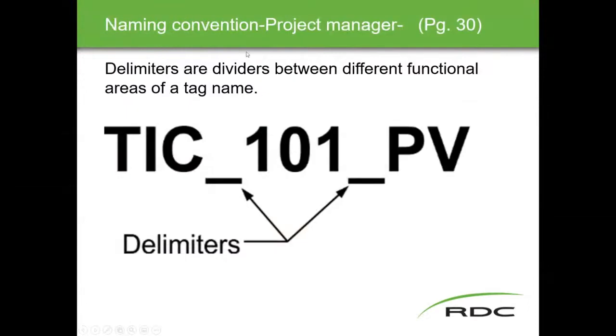Okay, naming conventions. I touched on this in the labs. This is pretty standard in industry, using these delimiters. I don't know anybody that doesn't program this way. I believe it's pretty much the industry standard to use these delimiters. A delimiter is just a divider between two different functional areas of a tag name. It's a verbose way of saying this is just the syntax that we use when we're programming. Most software packages don't let you use dashes and fancy symbols. This is very common, and I encourage you when you're programming: TIC_101, FT_101, SW_1. This should be industry standard if you get yourself into a situation where you're doing programming for your work.